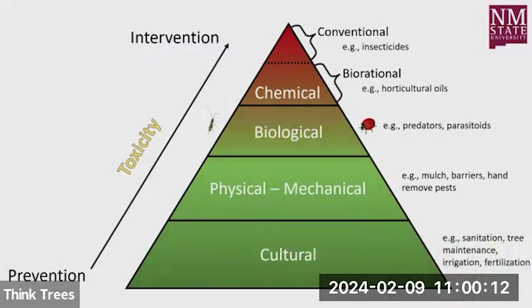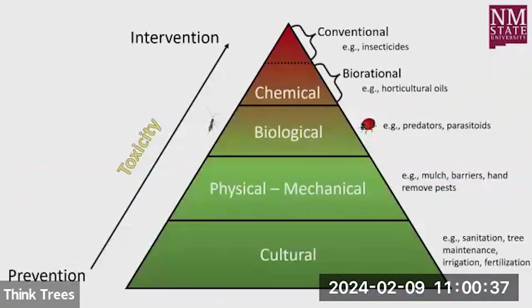So basically, you're starting at the bottom here. So this is that prevention, right? We want to be preventative, prevent the pest from coming in the first place. So this is where we really utilize these cultural methods. So things like sanitation, tree maintenance, irrigation, fertilization, those types of things, keeping them healthy, keeping them happy.